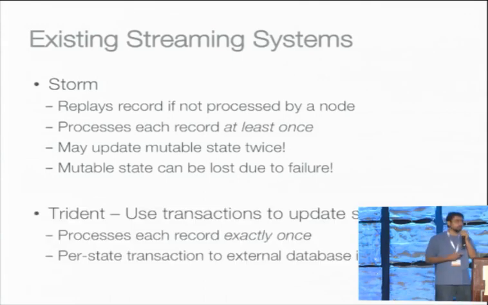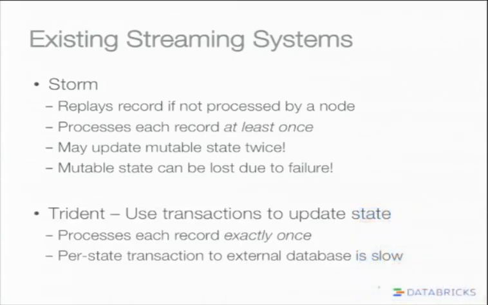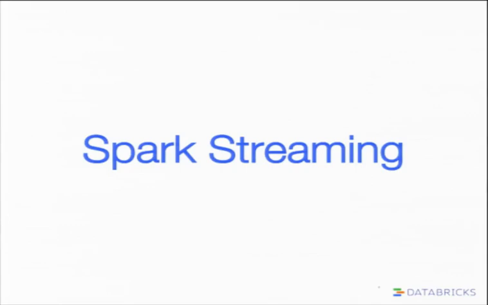As a follow-up to Storm, there was another system written on top of Storm called Trident, which uses transactions to update this mutable state to make sure to get the exactly once processing model. But what we have heard from many developers is that these per-state transactions actually cause a huge impact on throughput. So many developers actually don't use Trident to achieve the throughput they desire. So we ended up building Spark Streaming.